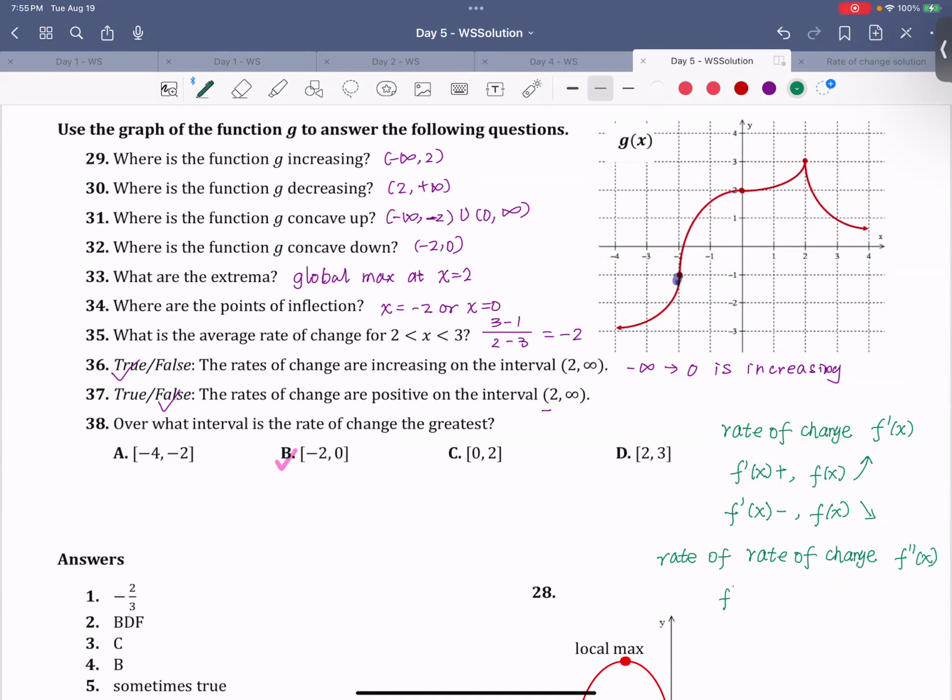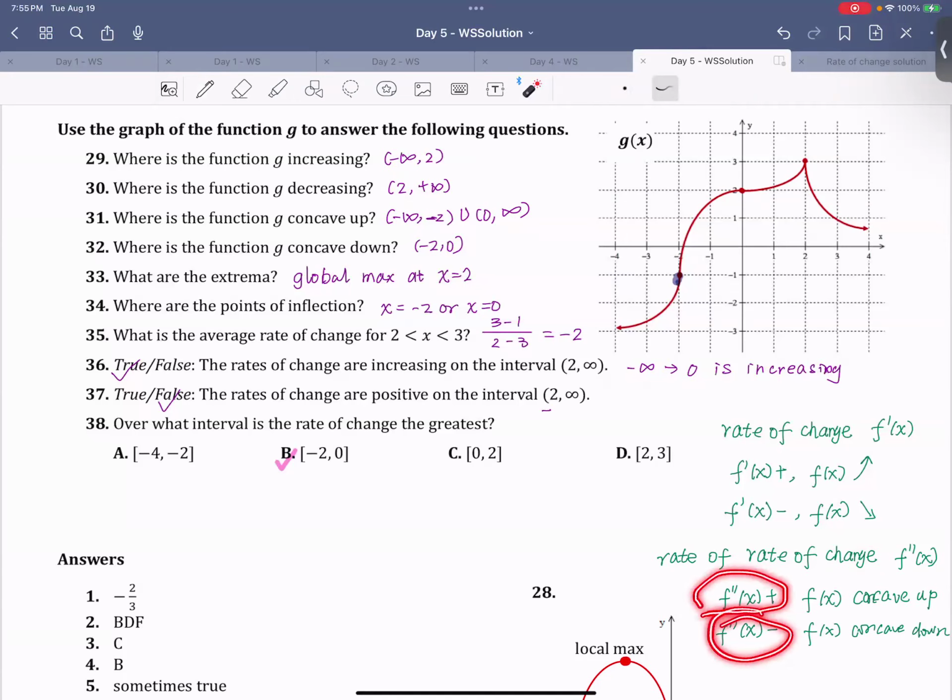If the second derivative is positive, you say your f(x) is concave up. If the second derivative is negative, you say your f(x) is concave down. So there's plus, there's minus. This plus, second derivative is positive, so concave up. This guy here, second derivative is negative, so concave down.